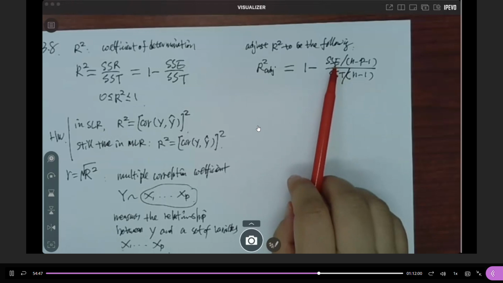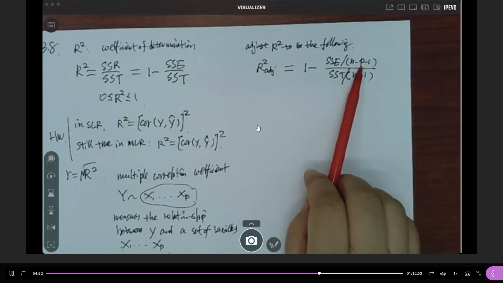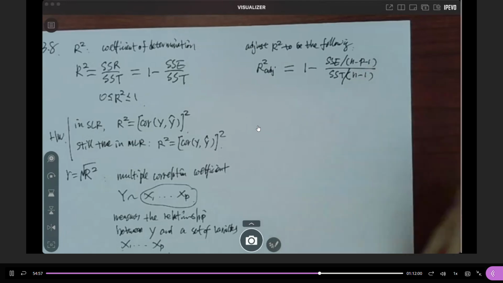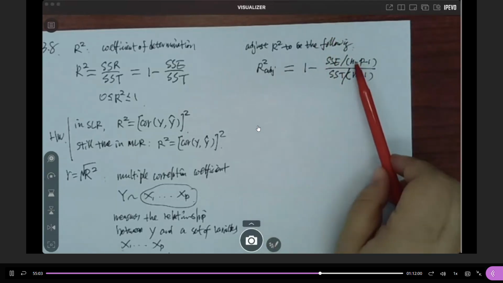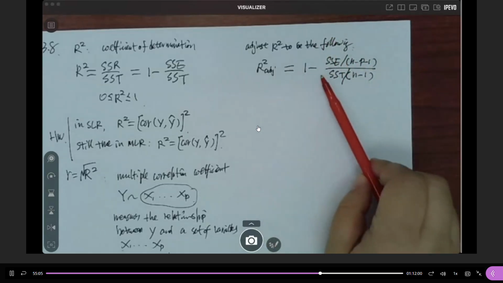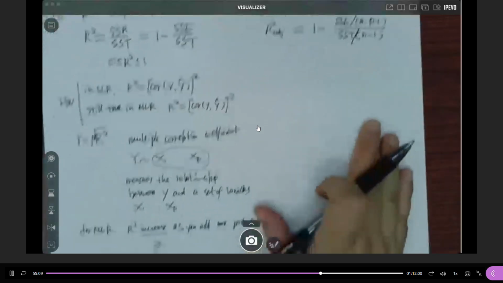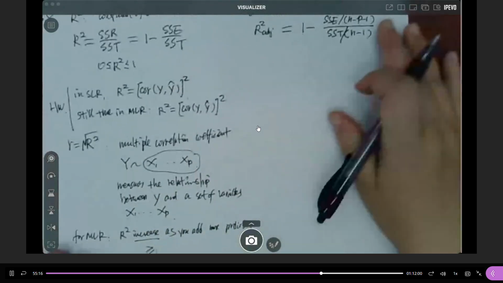As you can see here, the degree of freedom of SST does not change as you change your model. If you add more predictors, it is still n minus 1. But for the degree of freedom for SSE, if you add more predictors, p will increase and n minus p minus 1 will decrease, right? SSE divided by a smaller value will become larger, and 1 minus that will become smaller.